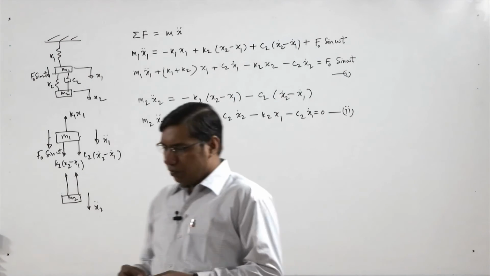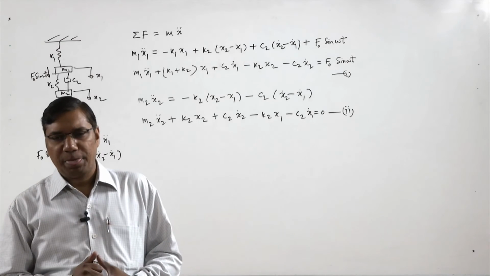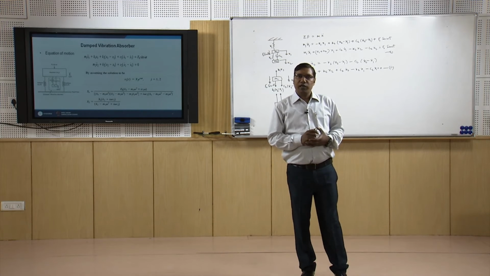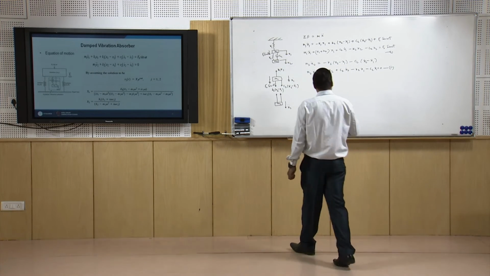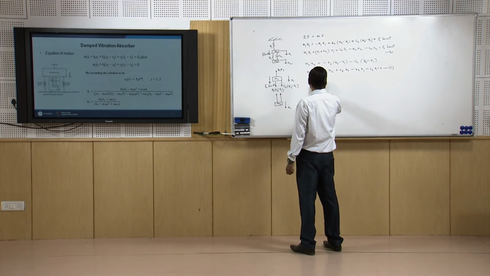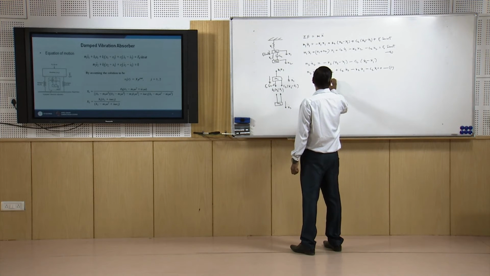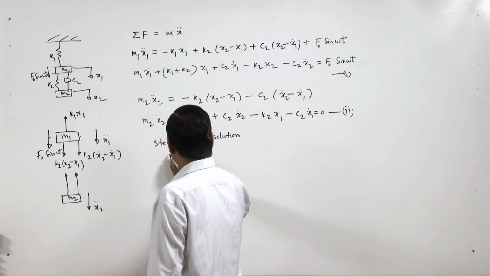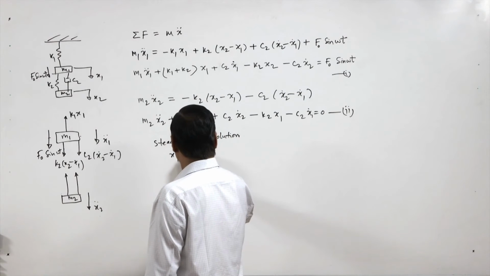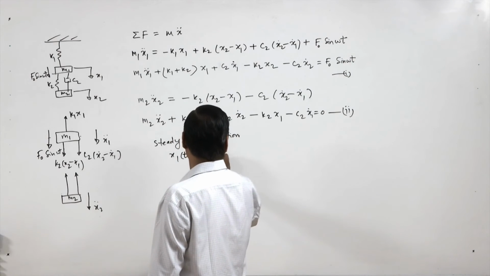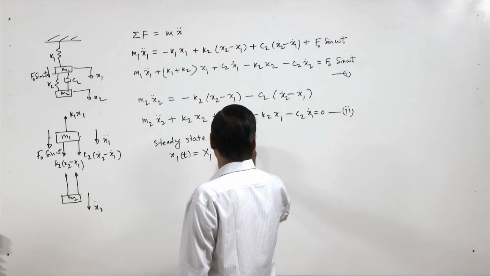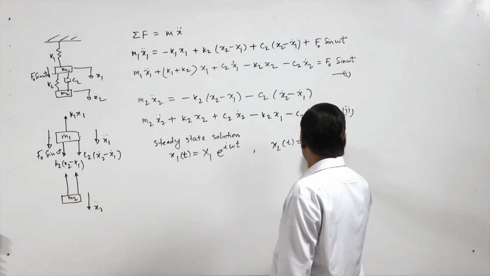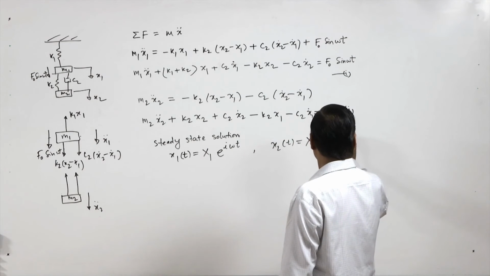So now we need to solve these two equations to find the values of x1 and x2. So we assume some solution, the steady state solution. We assume that x1(t) equals X1 e^(iωt) and x2(t) equals X2 e^(iωt).